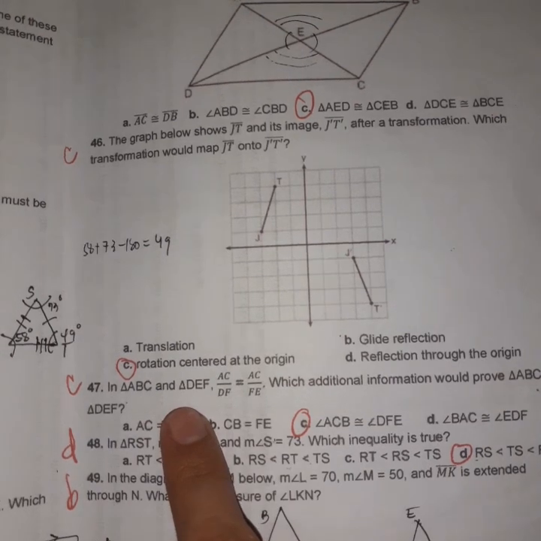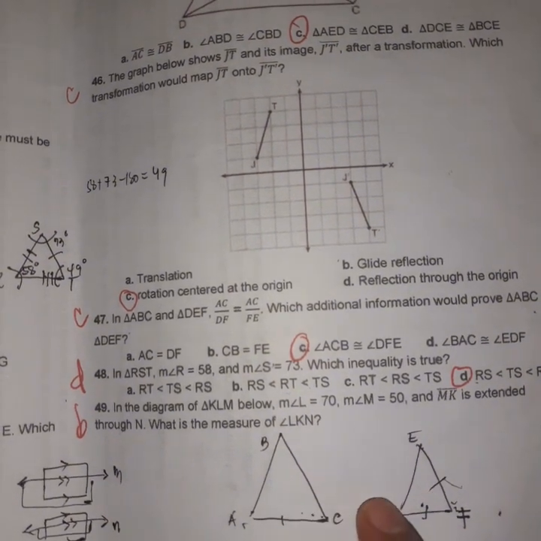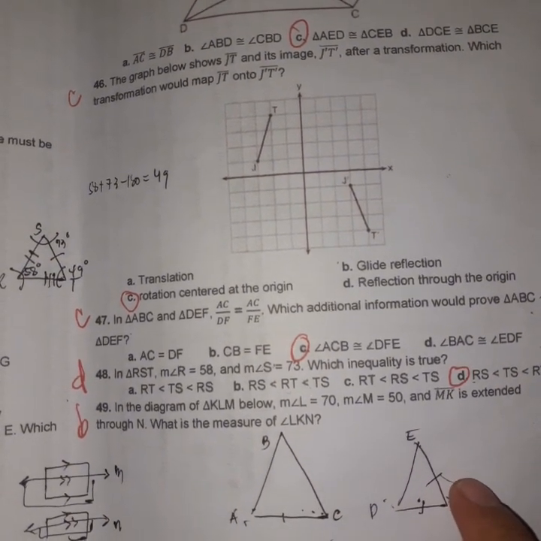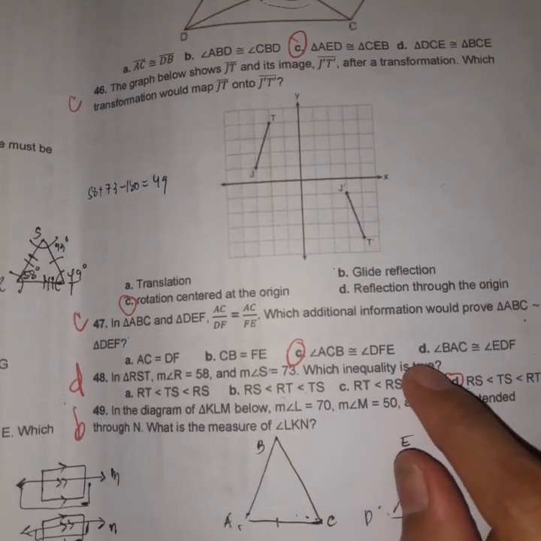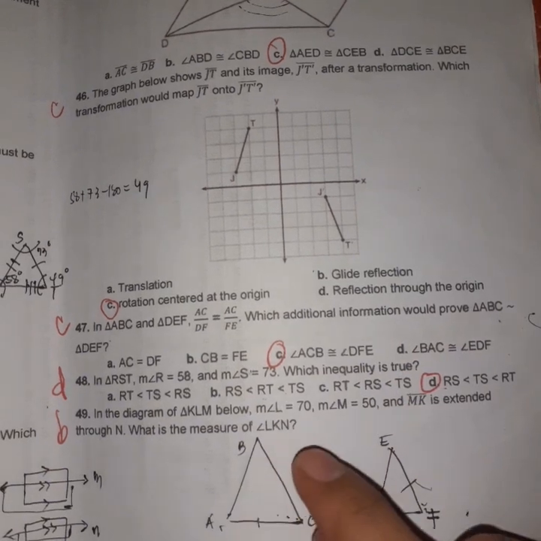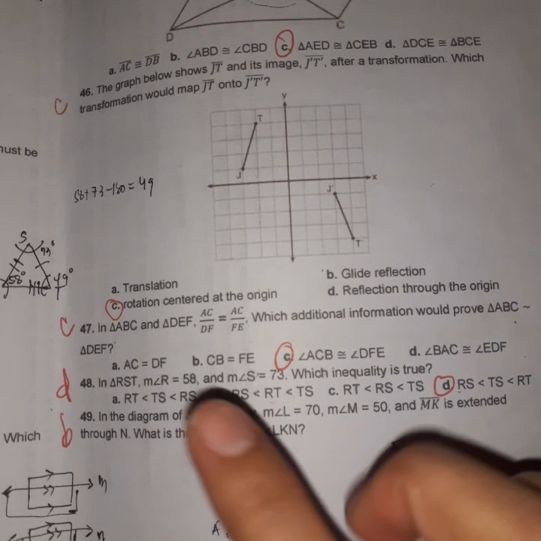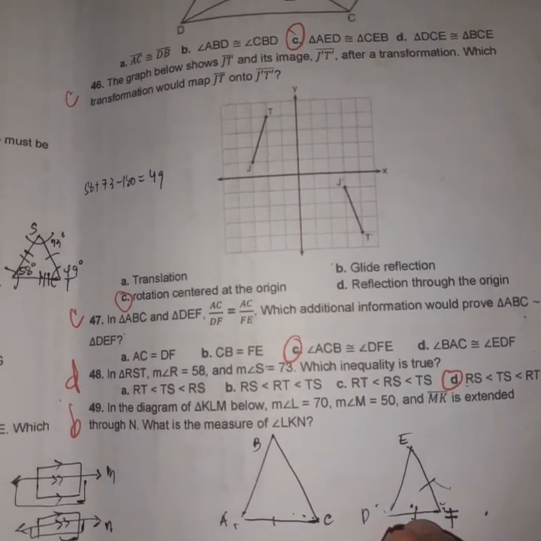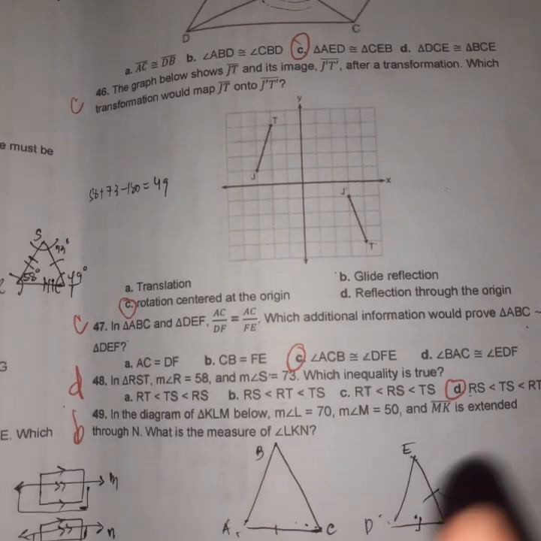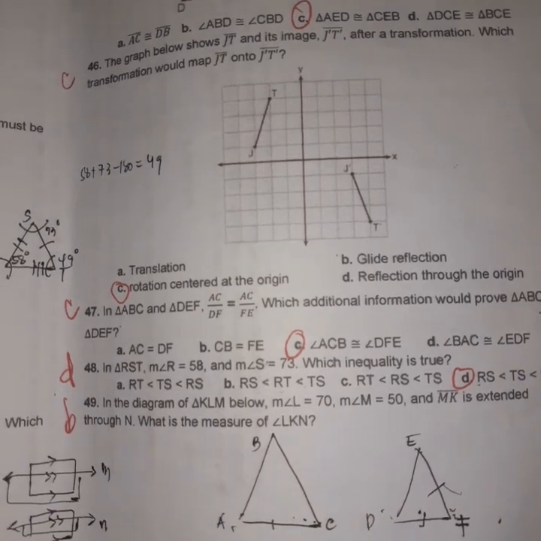Number 47. In triangles ABC and DEF, AC is to DF and BC is to FE. Which additional information would prove triangle ABC is similar to triangle DEF? A, AC is equal to DF. No, because it's already stated. This is proportional. Letter B.